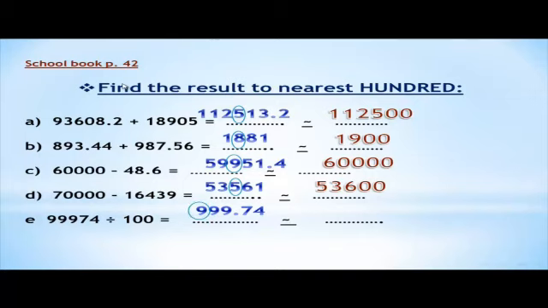I found it is 9, and the digit before the 9 also is 9. 9 is a strong number, so give 1 to the 9 to become 10. And replace the 2 nines by 2 zeros. So the result will be 1,000.